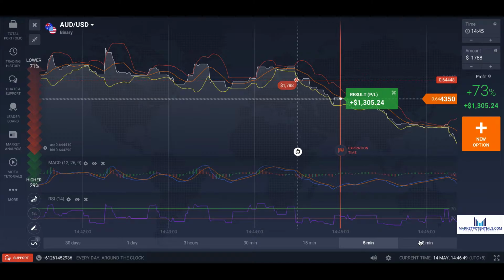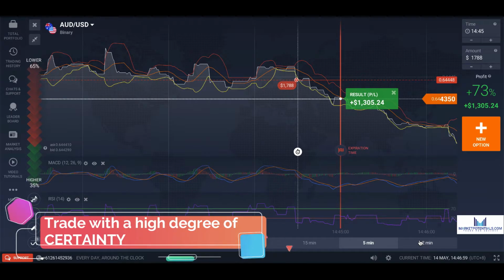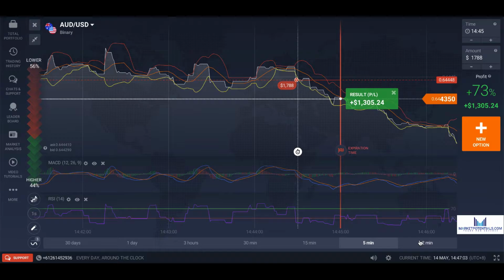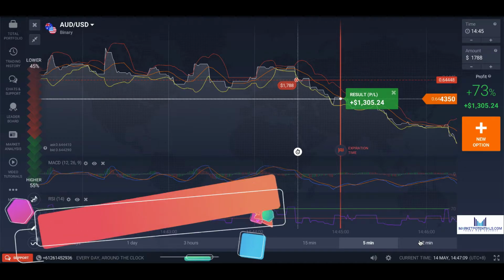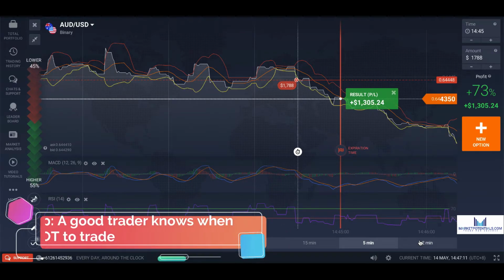The way I trade is I initiate a trade when I actually have close to about 80% chance of success at the very minimum. This is because a successful and profitable trader knows when to get into a trade, and more importantly, knows when not to get into a trade as well.